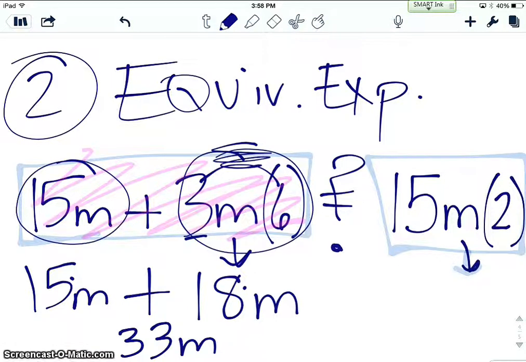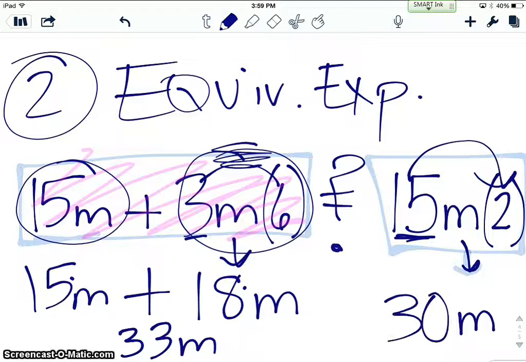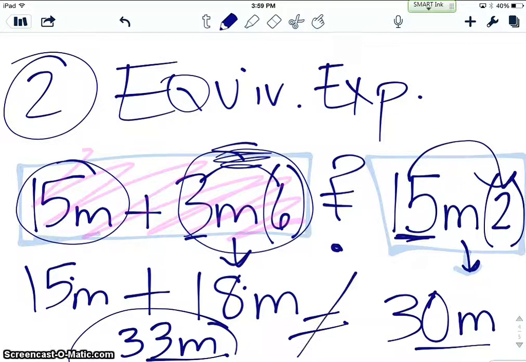Let's see if I get the same thing over here. The coefficient on my m here looks like 15, but it's being multiplied with 2. So I would say that is 30m. And is 33m equivalent to 30m? Well, they're like terms, but they aren't equivalent terms. No, 33, the coefficient is not the same as 30.